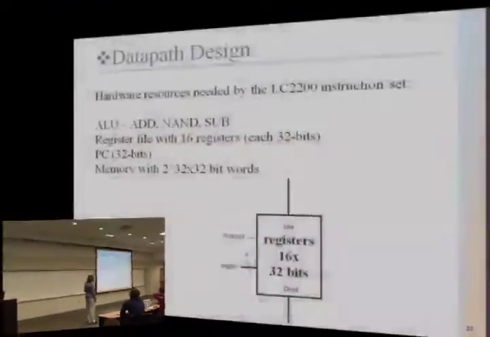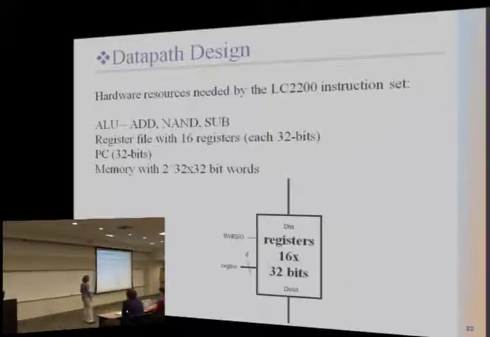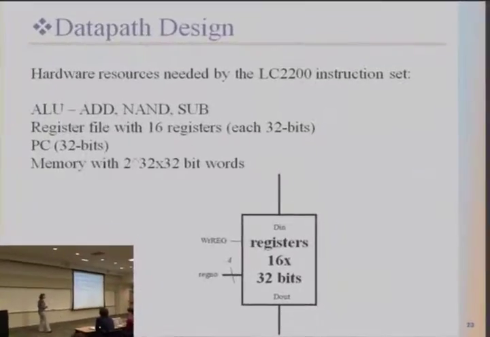PC also has 32 bits. Our bus has 32 bits, and the memory is 32-bit words. How many elements are in the memory? What is the size of the memory if we have 32-bit words? It says there: 2 to the 32.